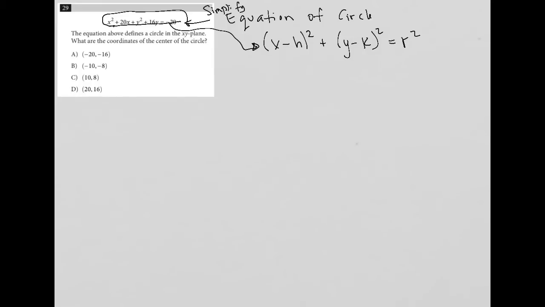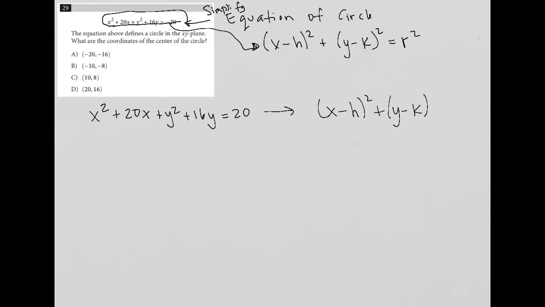So the equation above defines a circle in the xy plane. What are the coordinates of the center of the circle? Okay, so really the game here is how do you convert x squared plus 20x plus y squared plus 16y equals negative 20 into something that looks like (x minus h) squared plus (y minus k) squared equals r squared, knowing that the center is equal to h comma k. So the way we do that is through factoring.